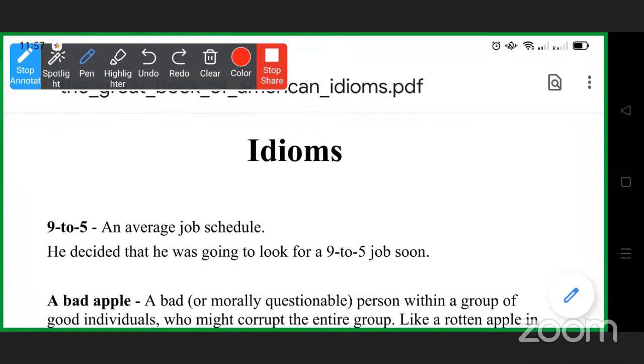For example: he decided that he was going to look for a 9 to 5 job soon. But personally speaking, I'm not in favor of a 9 to 5 job. I'm in favor of a business, because you are not under any liability or any pressure. Nowadays life has to be free from stress, free from worries, free from a certain sort of anxiety which is created when you're doing a job at some place.